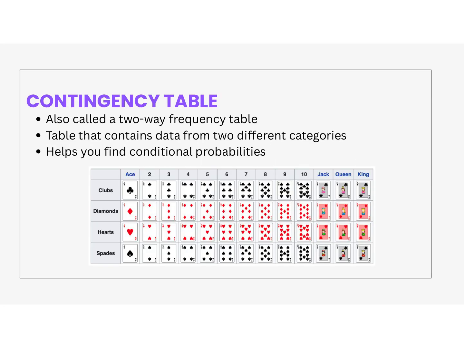When we look at conditional probability, we're going to look at two tools to help us with that. And the first is a contingency table. You could also call it a two-way frequency table, and it just contains data from two different categories, and it helps you find the conditional probabilities. So here is an example of a contingency table.